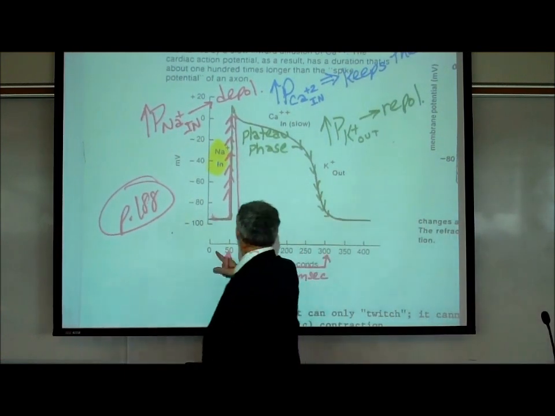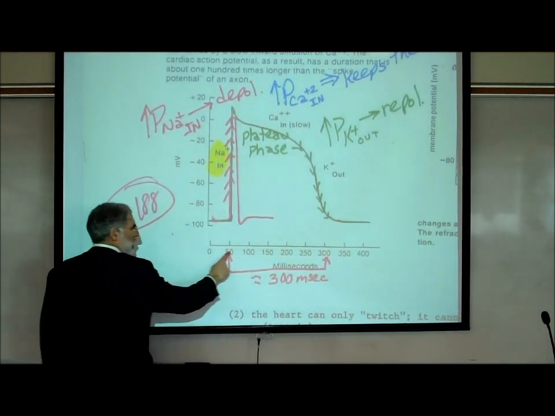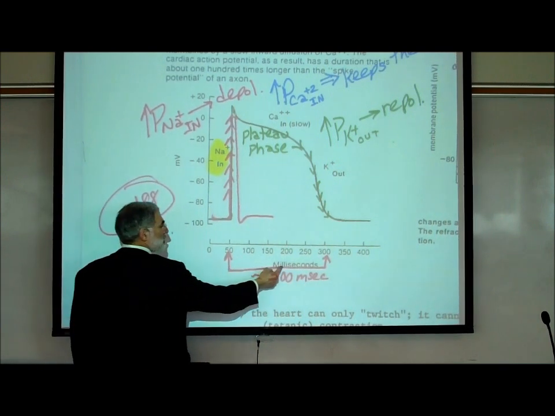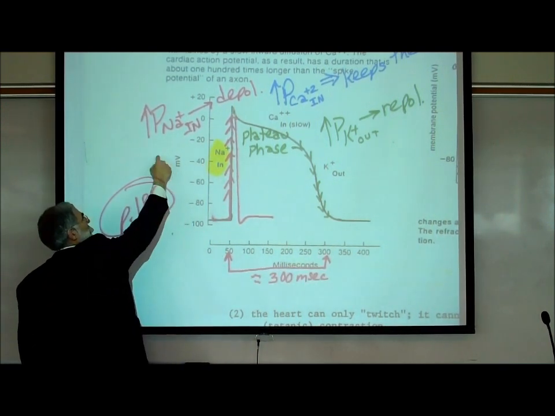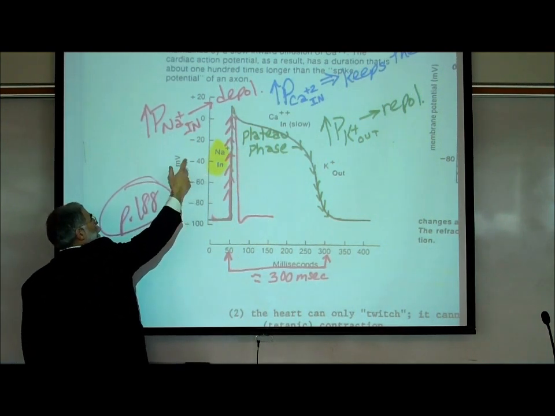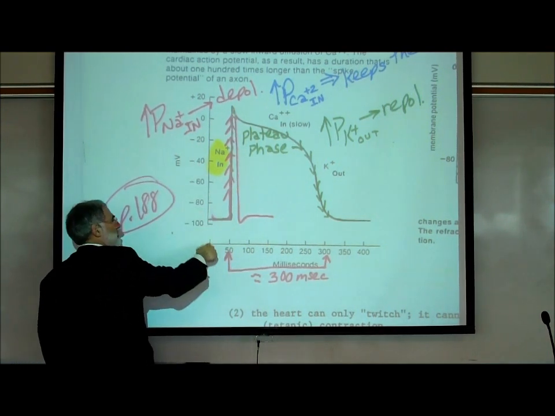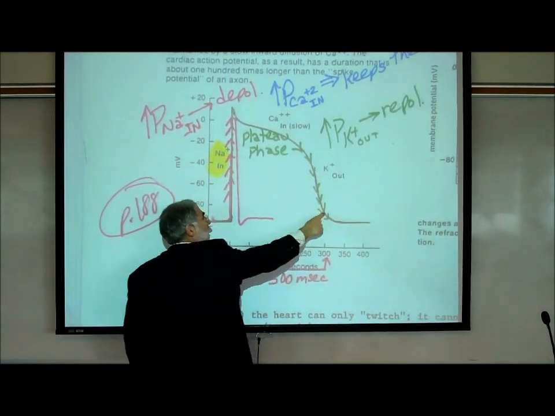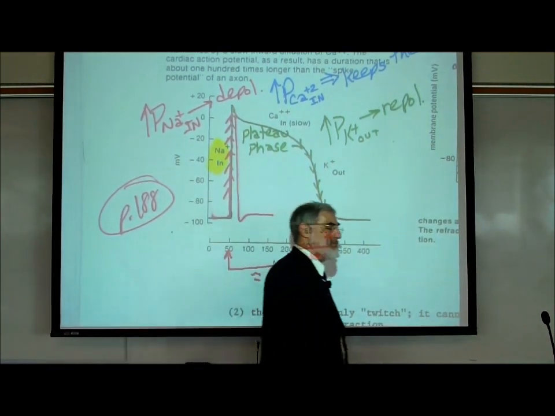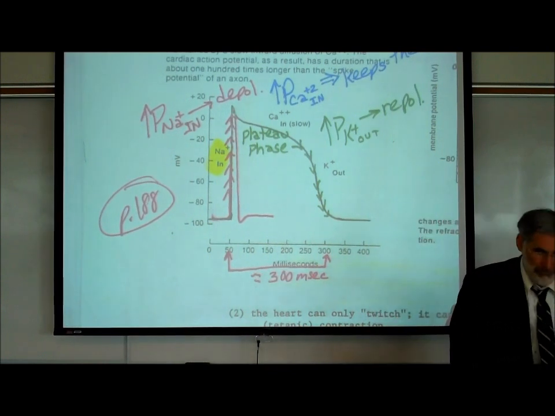So, what is it showing? It's showing time going by on the x-axis, and the units are milliseconds. It shows the membrane potential, the voltage inside the heart muscle cell in millivolts here. Now, this picture shows the action potential in a non-pacemaker heart muscle cell.